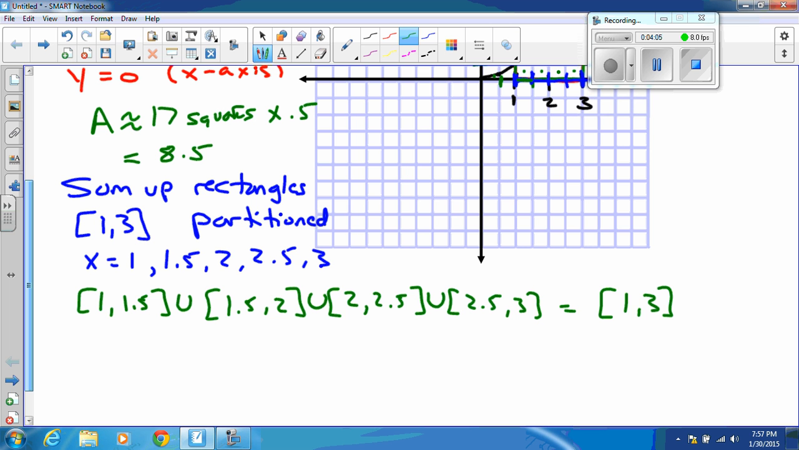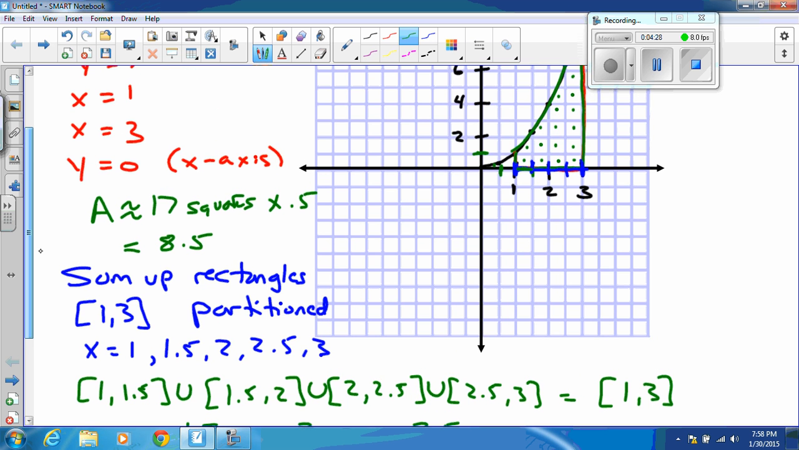But when I take their intersection, when I look at the points they have in common, the only points that they have in common are 1.5, 2, and 2.5. In other words, the subintervals do not overlap except right at their boundaries. So that's what a partition is. They all together have a union of the entire interval, and they only intersect right at their boundary points.